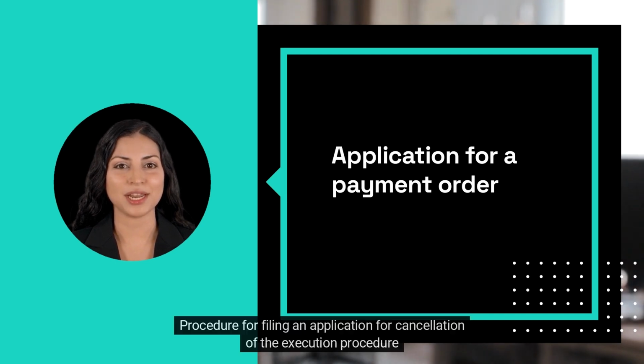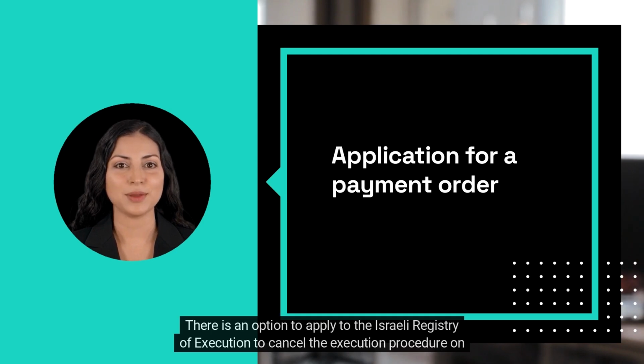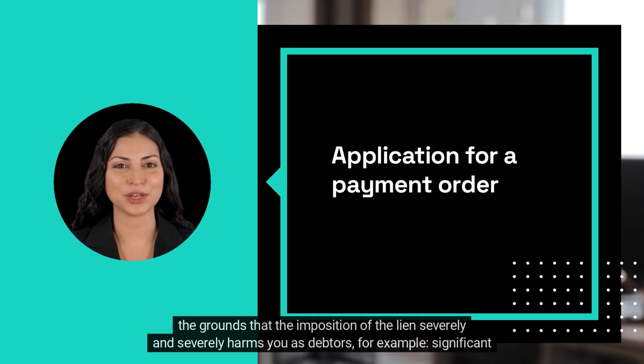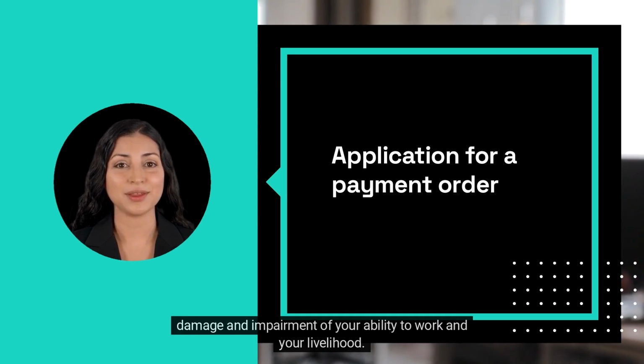Procedure for filing an application for cancellation of the execution procedure. There is an option to apply to the Israeli Registry of Execution to cancel the execution procedure on the grounds that the imposition of the lien severely harms you as debtors, for example, significant damage and impairment of your ability to work and your livelihood.